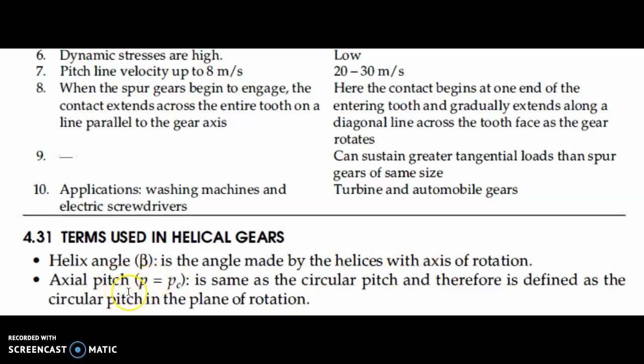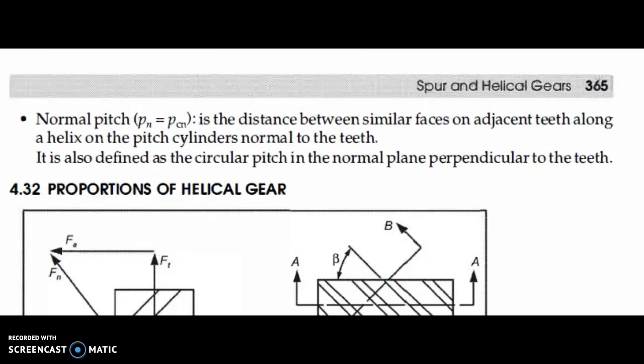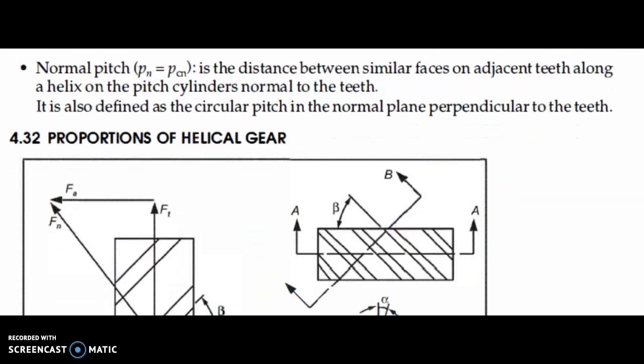And another one is pitch. Axial pitch, we can denote it as PZ, is the same as the circular pitch, and therefore it is defined as a circular pitch in the plane of rotation. As we know, the axial pitch is the same as in the spur gear, and the normal pitch is not in the spur gear. It is the distance between similar faces on adjacent teeth using helix on the pitch cylinders normal to the teeth. It is also defined as a circular pitch in the normal plane perpendicular to the teeth.